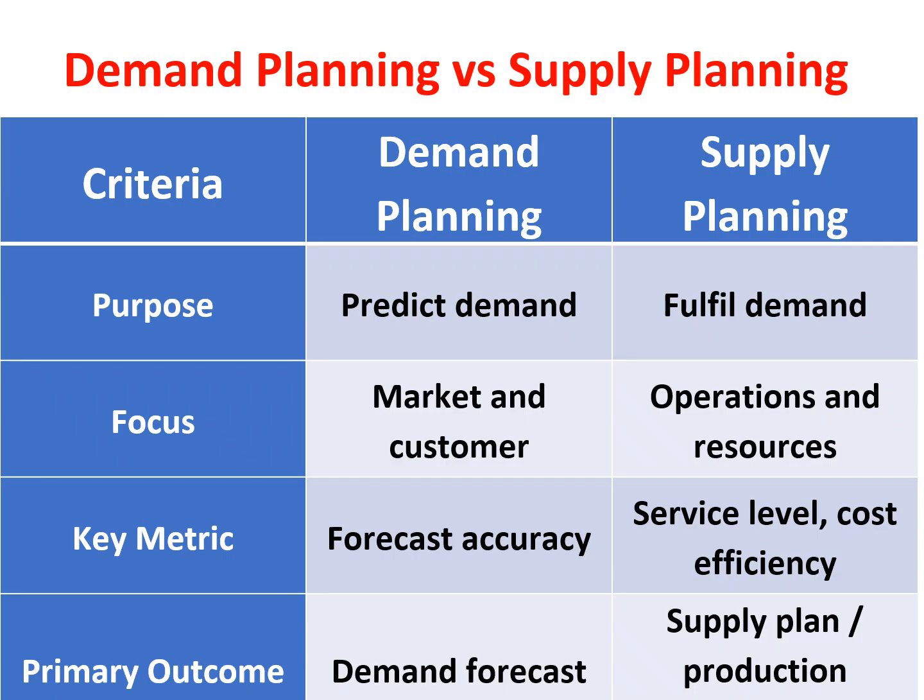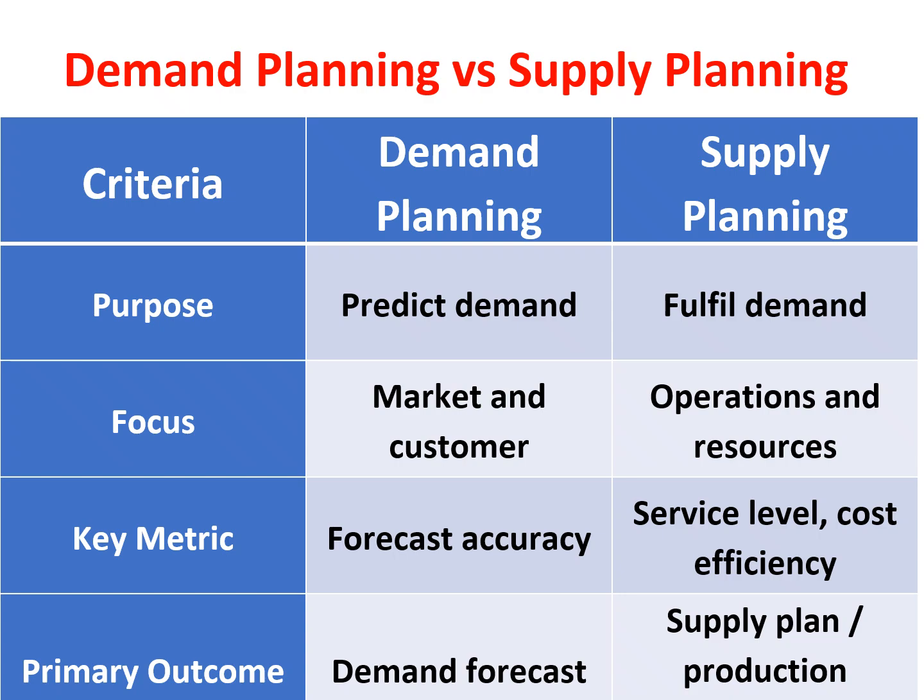After defining both concepts and explaining how they work within the supply chain, we will now compare these two major processes across four key dimensions. The first one is the purpose, then focus, key metric, and primary outcome. The purpose of demand planning is to predict demand, whereas supply planning is to fulfill that demand. The focus of demand planning is market and customers, whereas supply planning's focus is operations and resources.